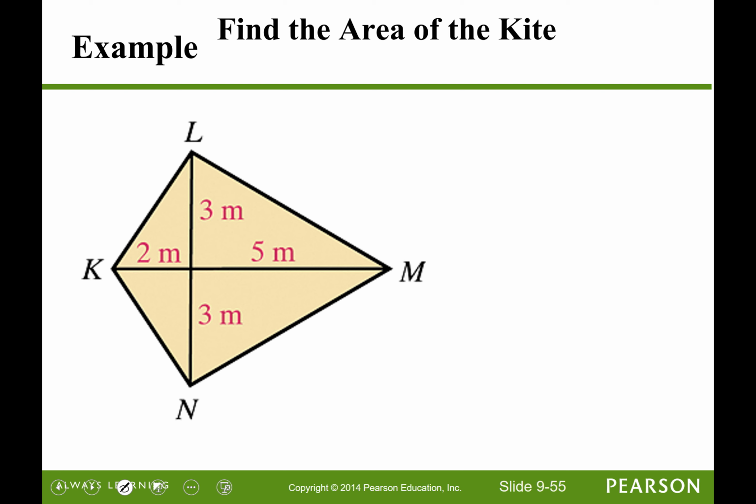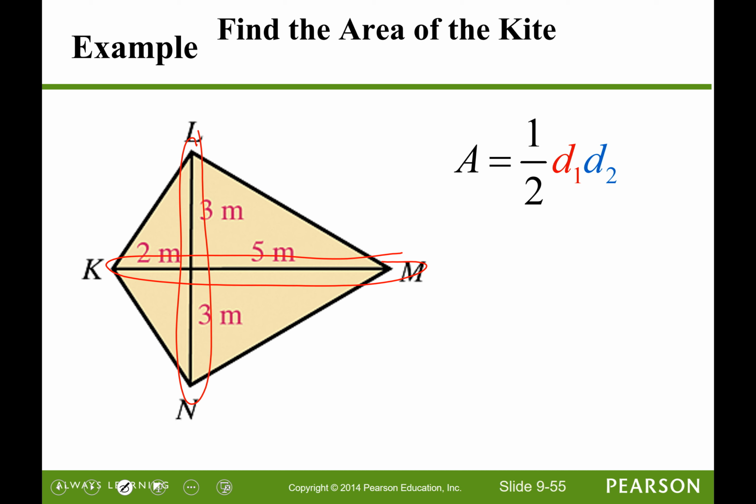Okay, let's find the area of this kite. Do you remember the formula for the area of a kite? If you said diagonal 1 times diagonal 2 divided by 2 or multiplied by 1/2, you got it right. All right, we need to find the lengths of our diagonals now. So this is one diagonal, segment LN, and this is our other one, segment KM.